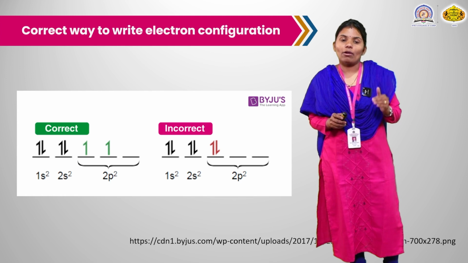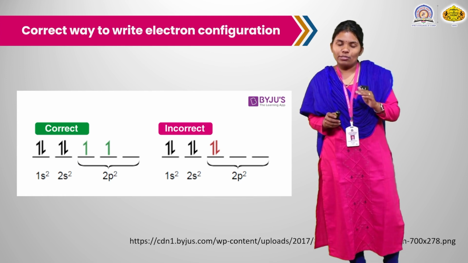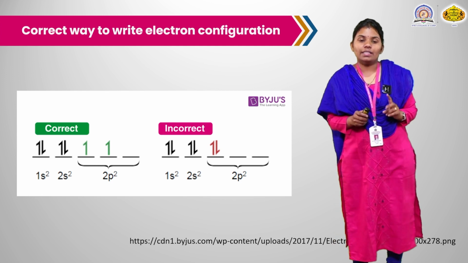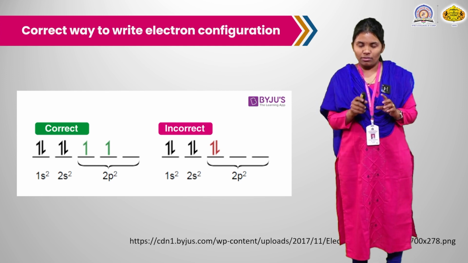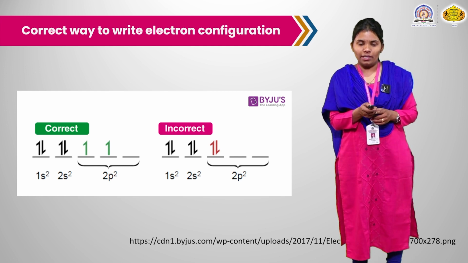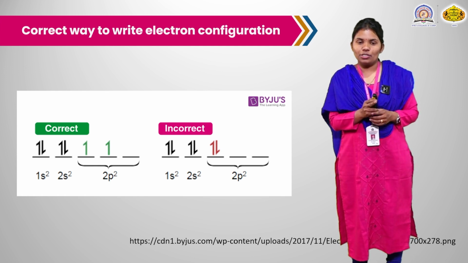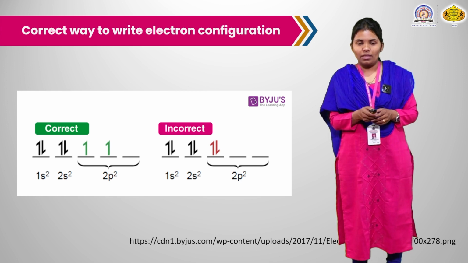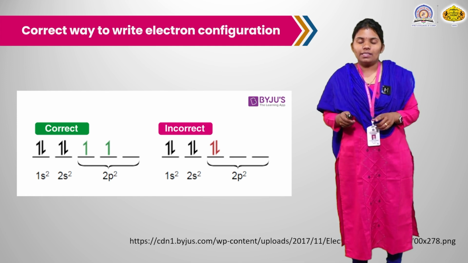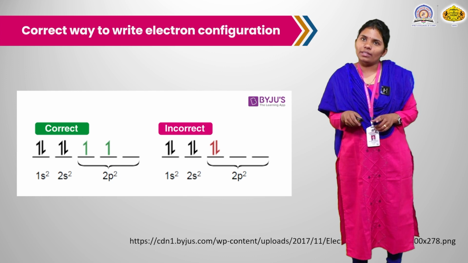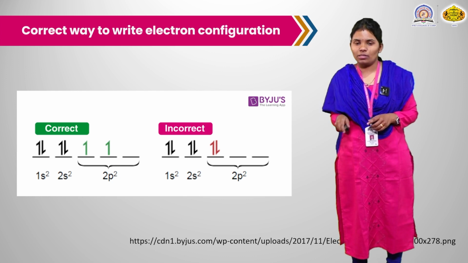But how? According to Pauli's exclusion principle, these 2 electrons do not have the same set of quantum numbers. Here you can see the correct image: 1s2, with the 2 electrons having opposite spin. In the incorrect way, 1s2, 2s2, 2p2, pairing has already happened, but that is not possible.